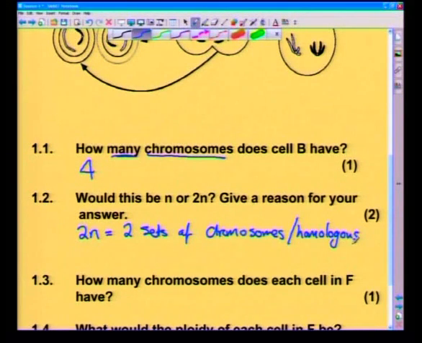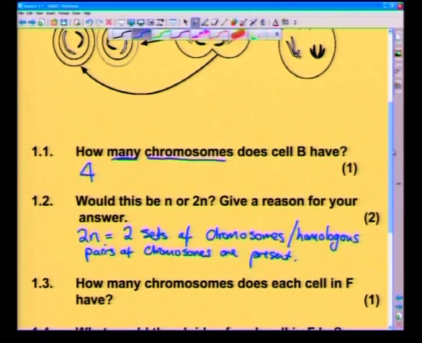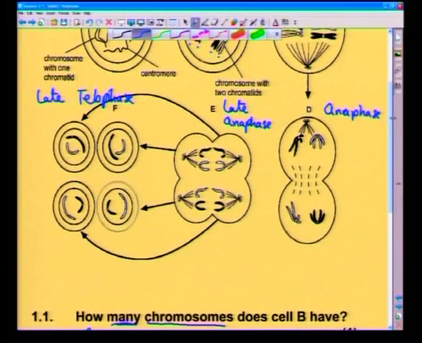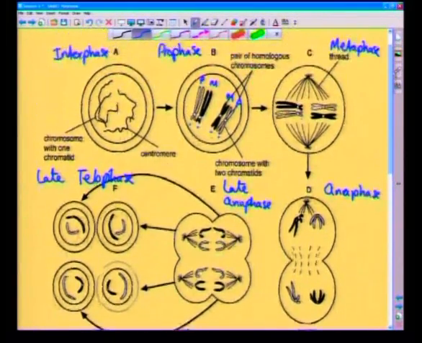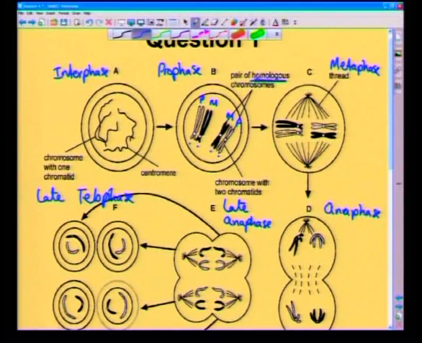Remember, homologous pairs of chromosomes are present. Okay, and they actually tell you here they are homologous chromosomes. Let's just move up here. Pair of homologous chromosomes. So it's there. You must just look, you must know where to look. All right? And if you know this anyway, it's there.